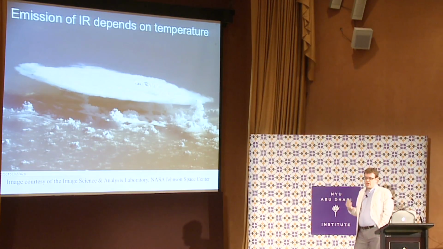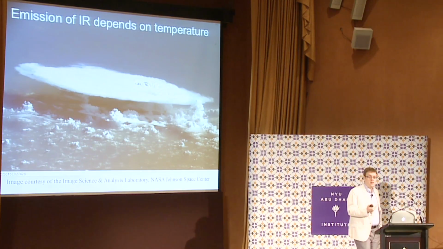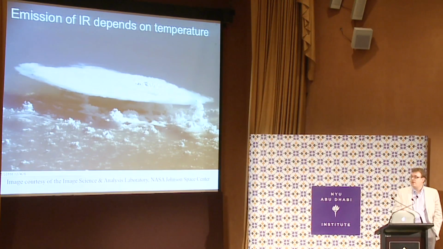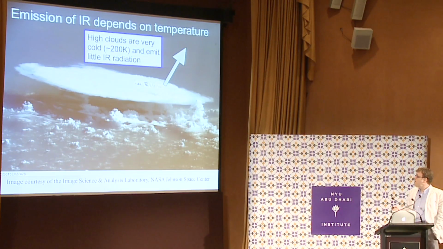From the point of view of the movie I just showed you, the key physical law is that any physical body emits infrared radiation. We're doing that right now. Any physical object with a certain temperature emits an amount of infrared radiation related to its temperature. In the atmosphere, whenever you go up, the temperature decreases. That's true up to a height of about 15 kilometers.